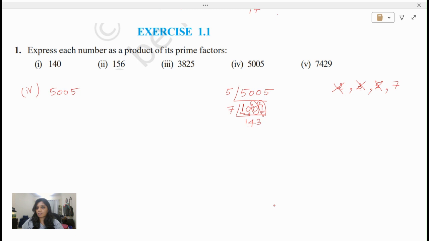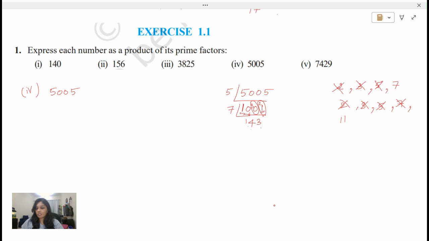Now check again which prime number I have to choose to divide it. It will not be divisible by 2 again. Okay, it will not be divisible by 3 because the sum of the digits is 8. So it won't be divisible by 3. It won't be divisible by 5 either because the unit digit is not 5. And 7 also it won't be divisible because 7 times 2 is 14 and 3 will be a remainder. And the next prime number is going to be 11, right?